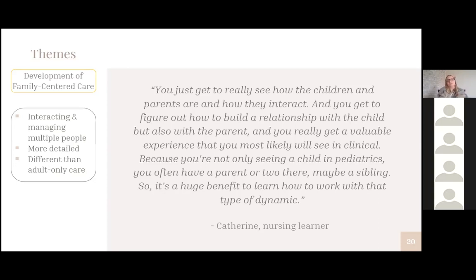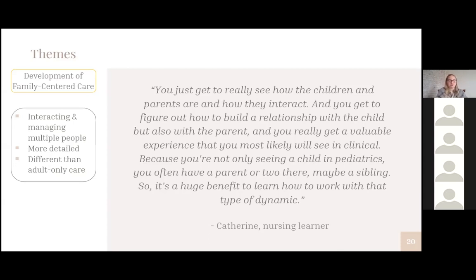And it was difficult to navigate that when they had only ever really practiced and been introduced to more of a dyad interview dynamic, so between two people, and now they're faced with this triad plus dynamic in trying to manage and interact with each individual. And one of the learners even identified that it was really difficult to know who to ask the information from, who to gather the history from.